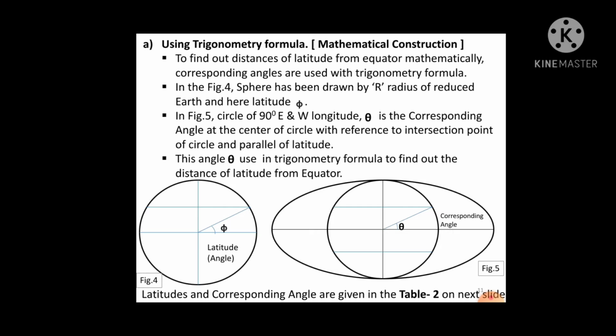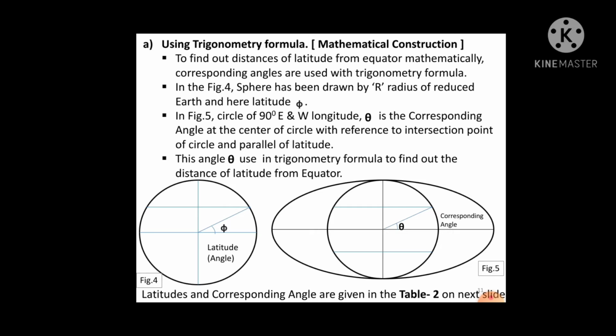joins any point on the surface circumference to the center of the earth, and you will find one angle with respect to the latitude or the parallel, okay. That angle is called the latitude, for which a symbol has been shown. So this angle is not exactly equal to the angle which has been formed in figure number 5 with the circle of 90 degree east and 90 degree west longitudes or meridians, okay.